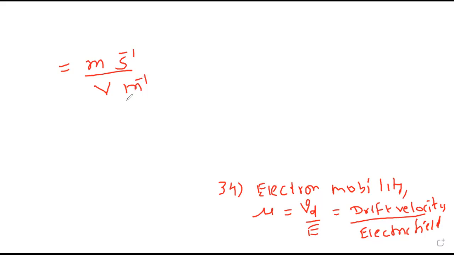Yes, sir. This is meter per second. Electric field is voltage upon meter, so meter raised to minus 1 every time. Meter per second, voltage: so this M goes up, you will get meter square, second raised to minus 1, voltage raised to minus 1. Is it option A? Yes, sir. Yes, this is the answer. Option A.